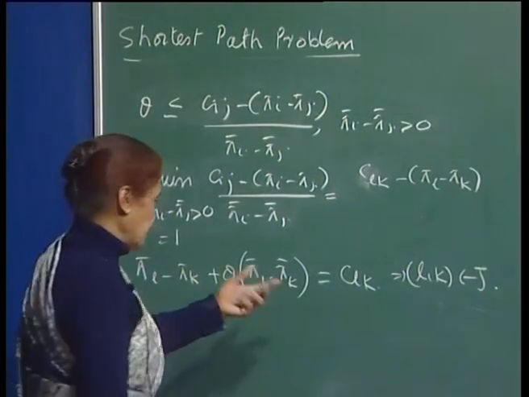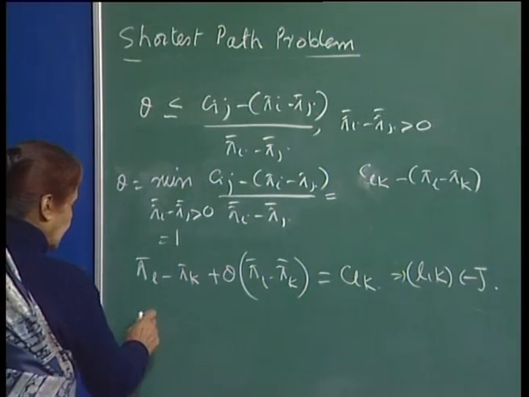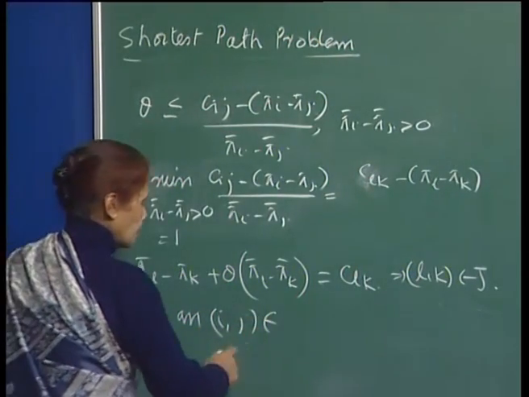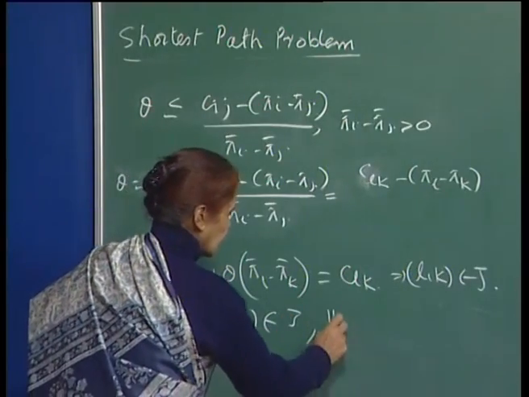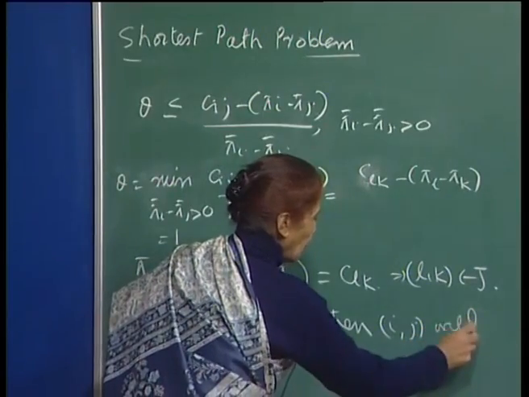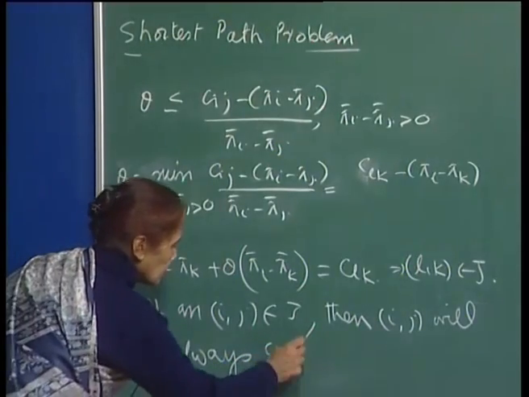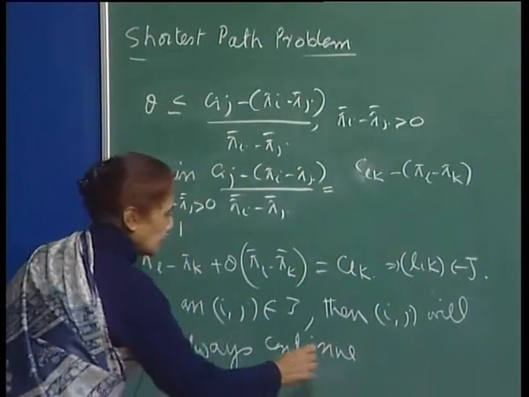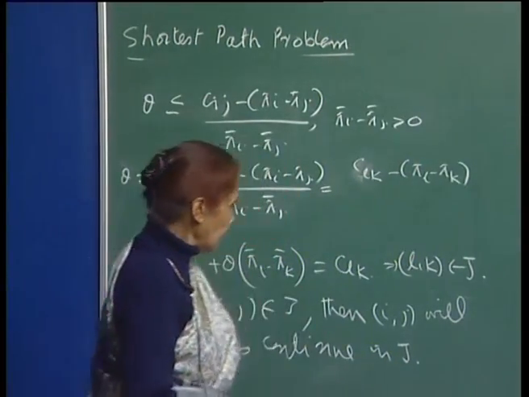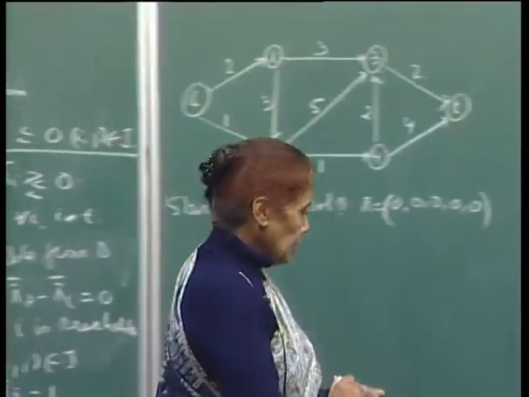And this can be an exercise, or we will discuss it in the next lecture, that if an ij belongs to J, then ij will always continue in J, right. That means, once an arc is admissible, it will always remain an admissible arc, and I will continue with this later, but let me now just show you how the algorithm progresses.